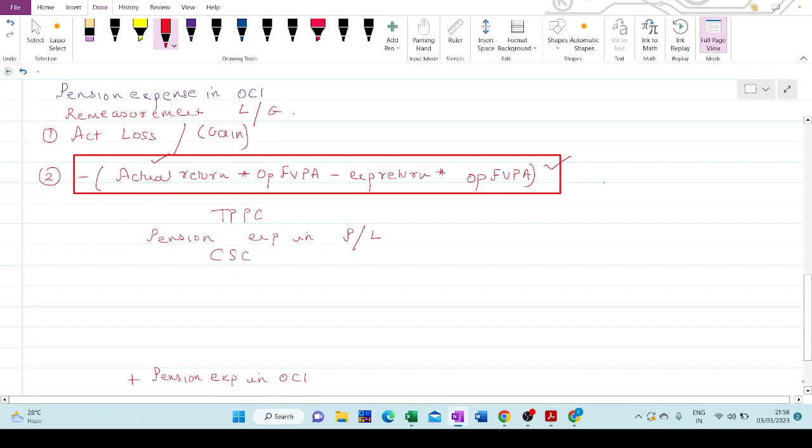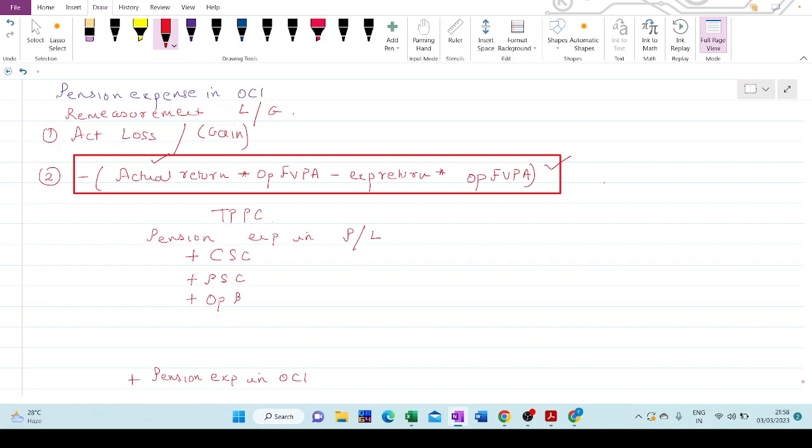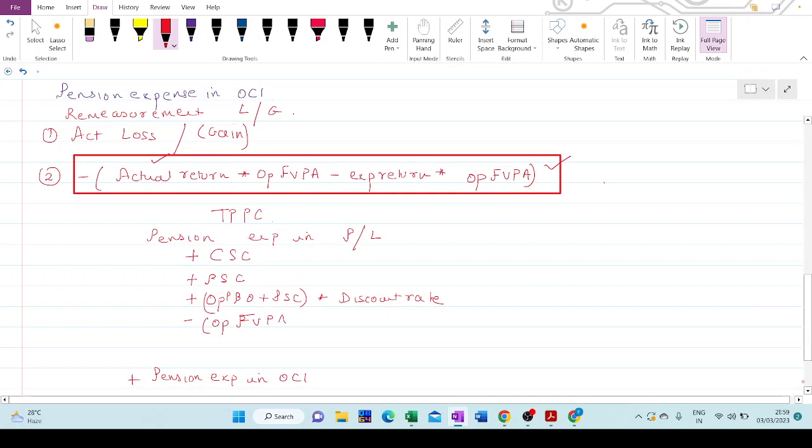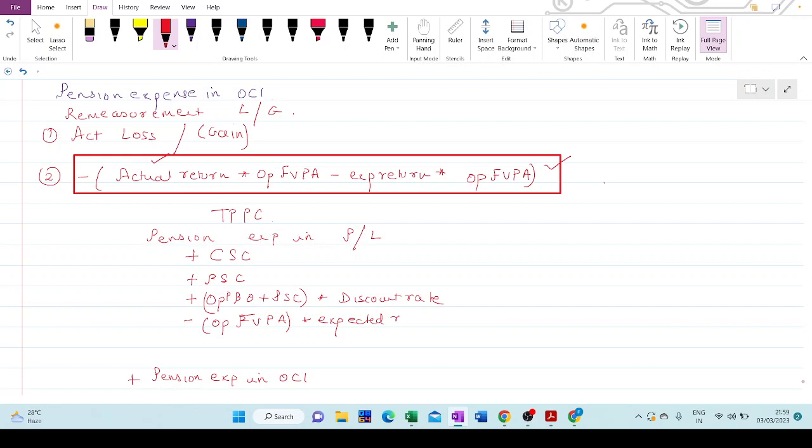So pension expense in P&L is my current service cost plus past service cost plus my interest cost, which is (opening PBO plus PSC) into discount rate, minus interest income, which is opening FVPA into expected return. Expected return is the discount rate here, but let me write it as expected return.